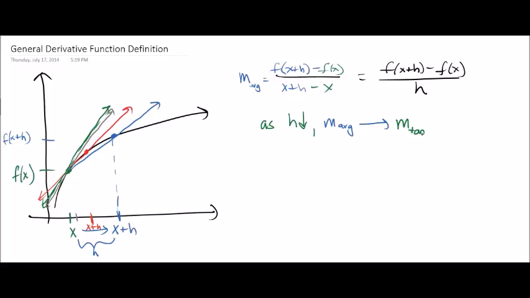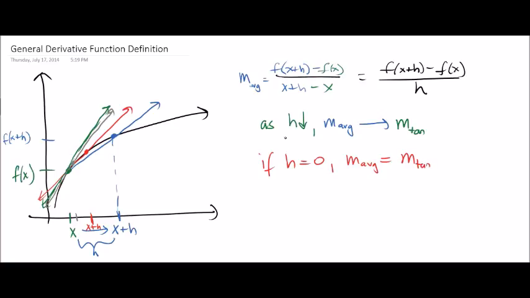Now, and you can pause the video if you want to think about this before answering the question, what would h have to be, theoretically, in order to get the exact slope value at that point? And the answer to that is 0. If h equals 0, then the m average is going to exactly equal the m of the tangent.